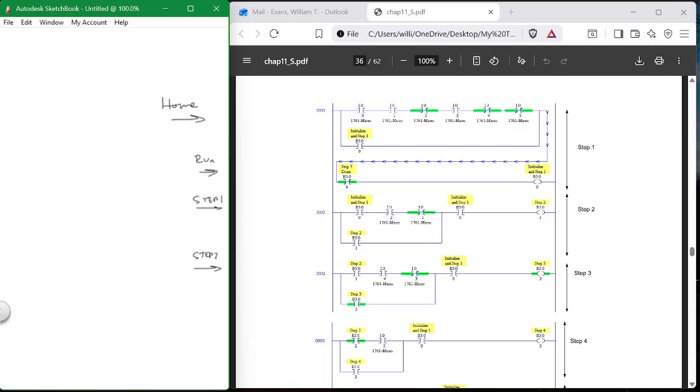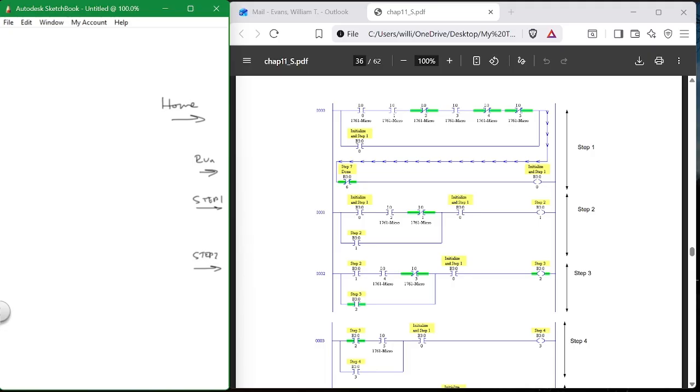Now, what have I not done? Where are the outputs? We don't know. They're not there, are they? They're not there. Why? Because outputs are not necessarily steps. Outputs can be on multiple steps. They can be on one step, then turn off, then come back on the next step or whatever.